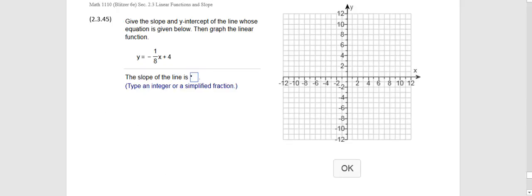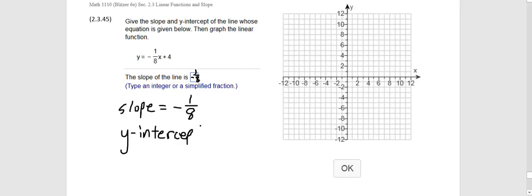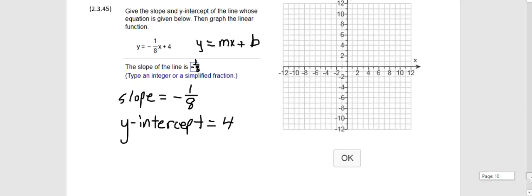Here we're given the slope-intercept form of a line's equation, and we're asked to find the slope. Well, if y is isolated on one side of the equation and the other side is simplified, and the line's not vertical, the coefficient of x is the slope. So in this case, that's negative 1/8. And the constant is the y-intercept. In this case, that's 4.